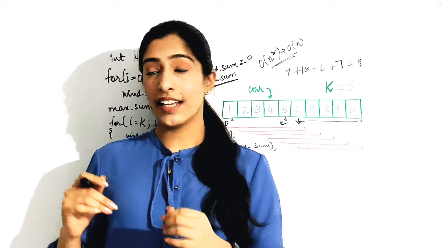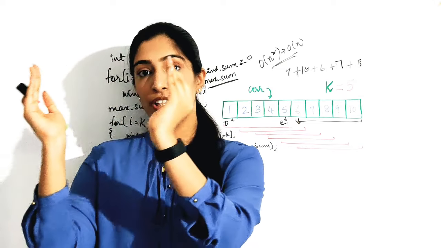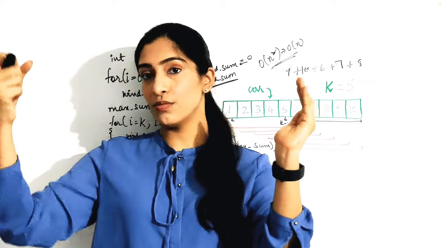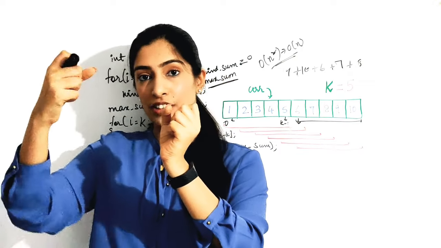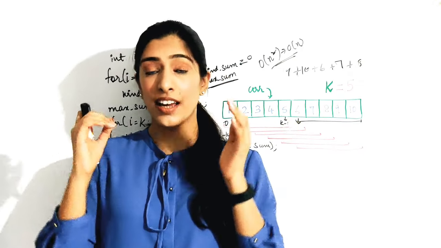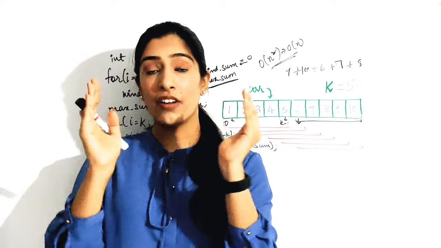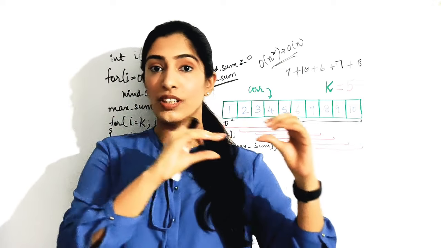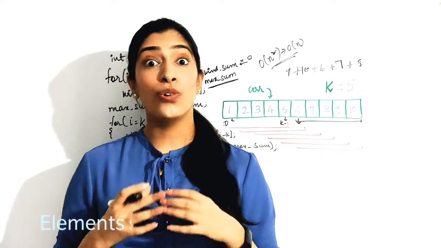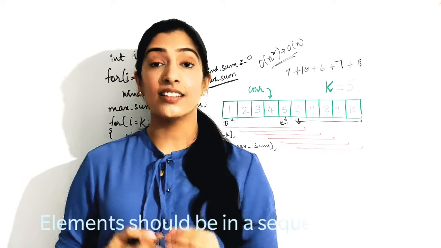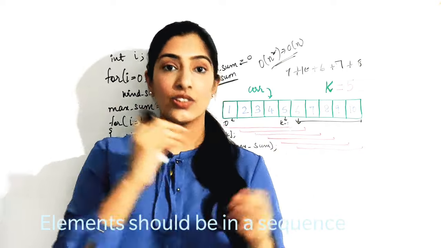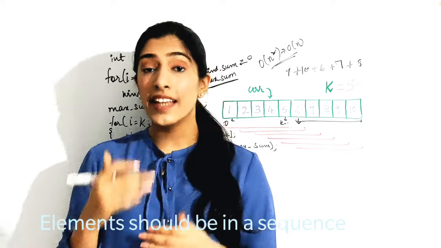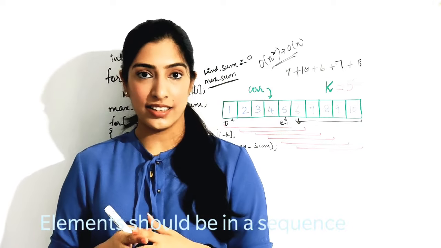Whenever we talk about the window sliding technique, you should just picture a window moving. We are just removing one element, adding a new element, removing one element, adding a new element, and so on. So the elements have to be in a sequence. They have to be continuous. Only if the data structure that we are considering stores the elements in a sequence or in a continuous manner, then we could have used the window sliding technique.